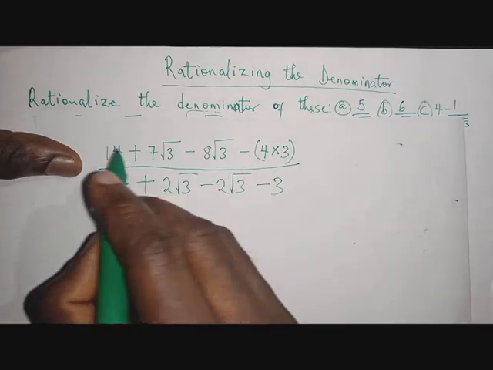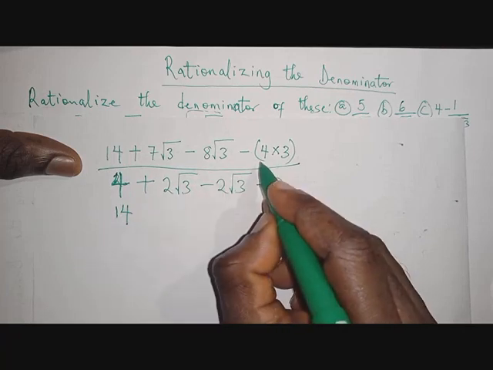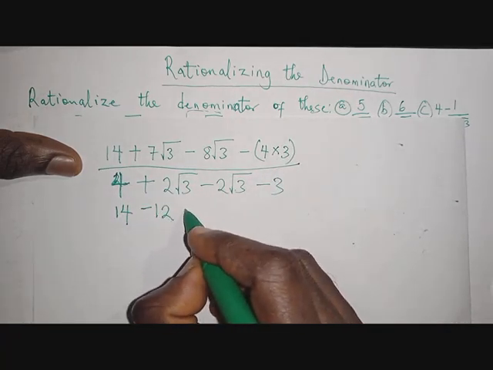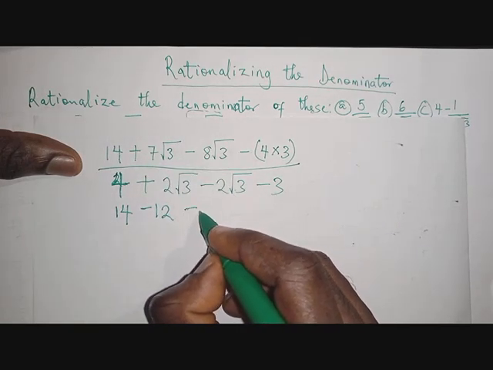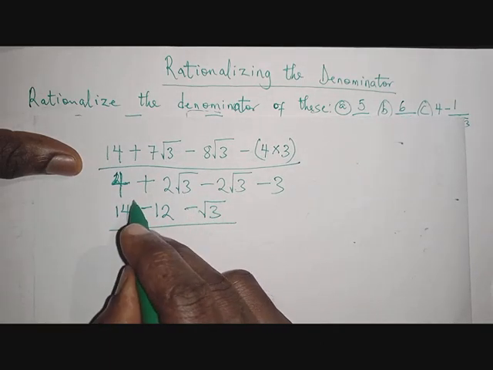Then we simply do what? We open this up. This is now going to be 14. This is 12. So 14 minus 12. Then 7 minus 8 is minus 1. So that gives us minus root 3 all over 4.